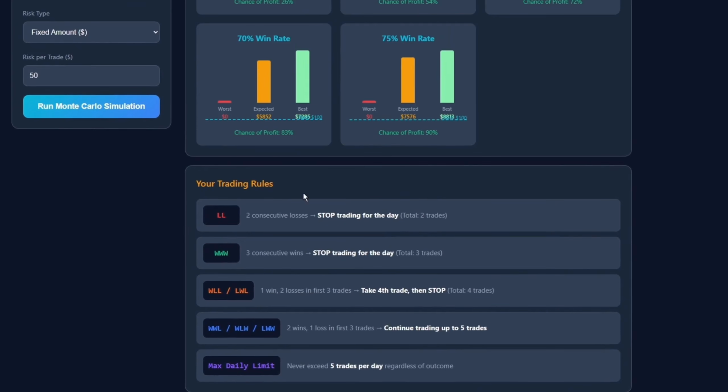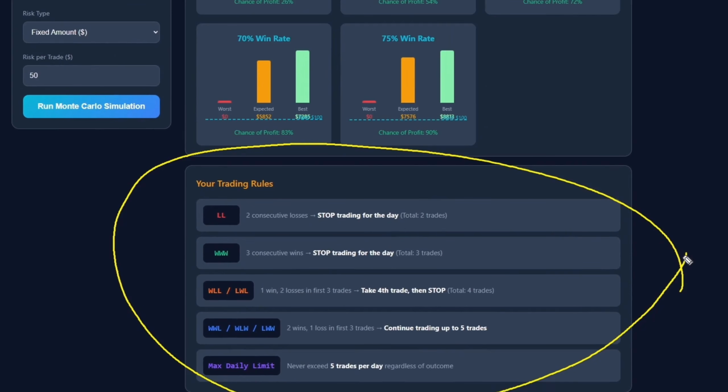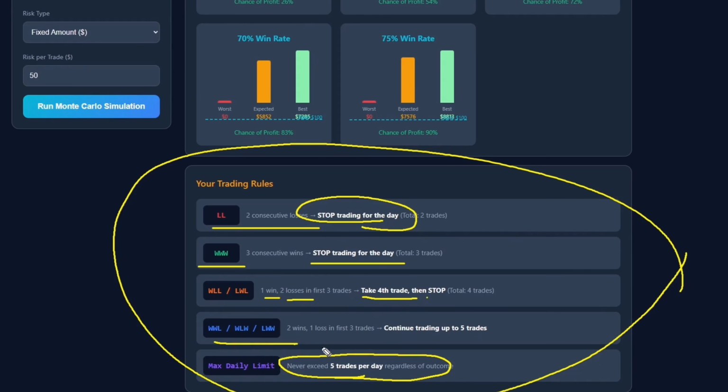Now, these are the trading rules that I've set. Two consecutive losses, stop trading for the day. Three consecutive wins, stop trading for the day. One win, two losses in the first three trades: the fourth trade will be taken and then stop. And maximum five trades per day. And if two wins, one loss in the first three trades, continue trading up to five trades. These are the rules.